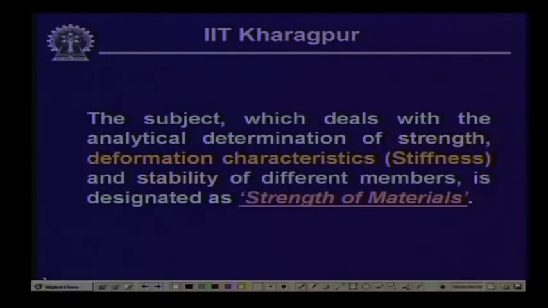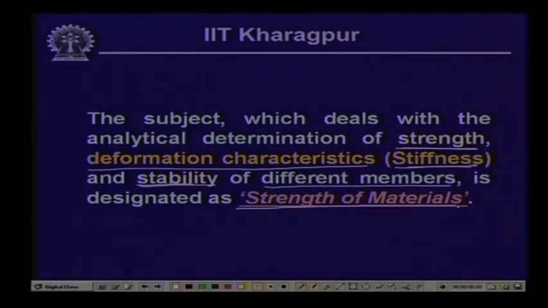Now, the subject which deals with the analytical study of strength, the deformation characteristics which we call stiffness, and stability of different members is normally designated as strength of materials. So, again I emphasize that we like to look into these three aspects. One is strength, another is stiffness, which is nothing but the deformation characteristics of the members, and the stability of different elements, which we look into in this particular course, and which are the combinations of all these three.